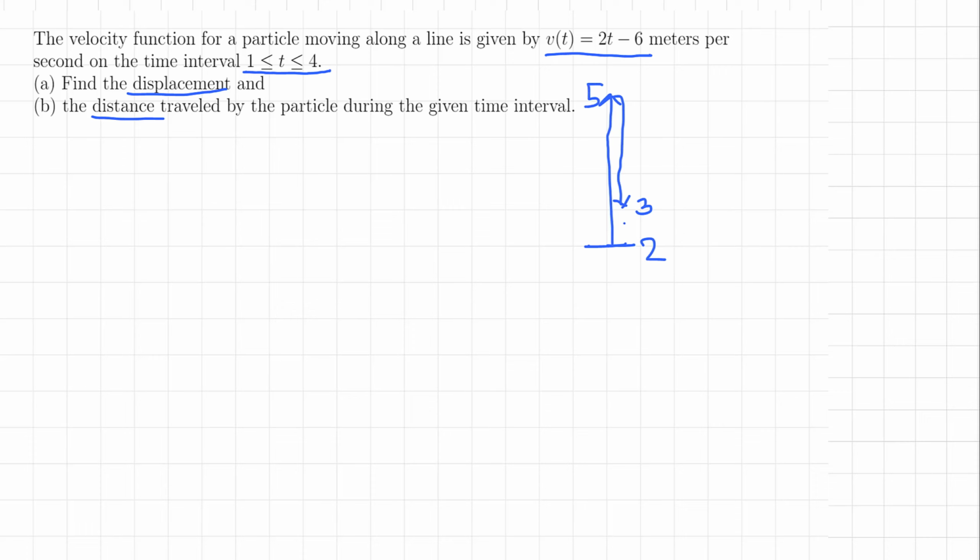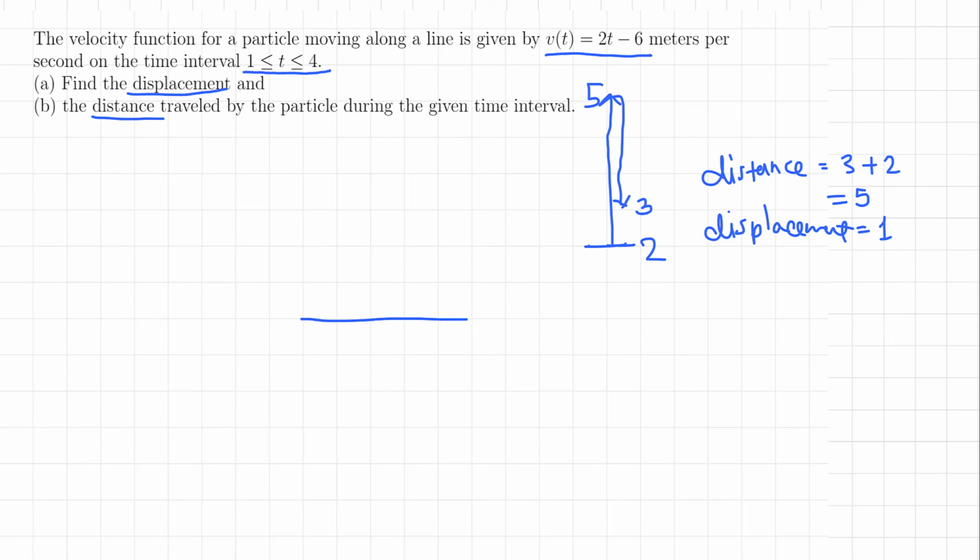So the displacement is just 1. Okay, 1 up, plus 1. But the distance traveled is what? 2 to 5, 3 up and 2 down. So the distance traveled is 5 floors. 3 up, 2 down, so 5. But the displacement is just 1. So you can think in this way.